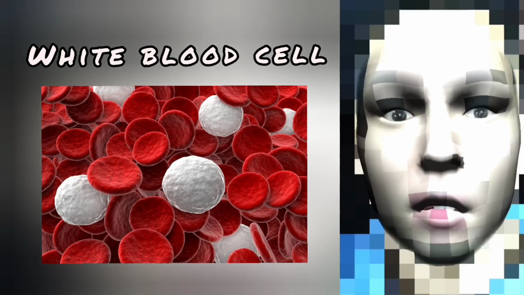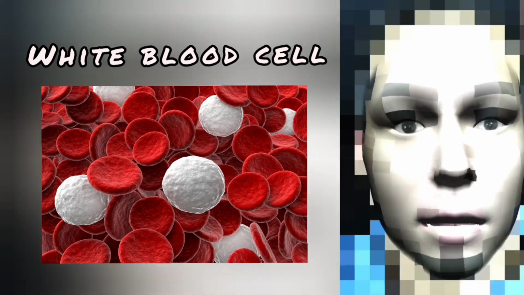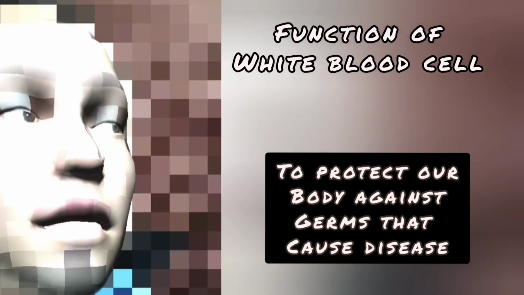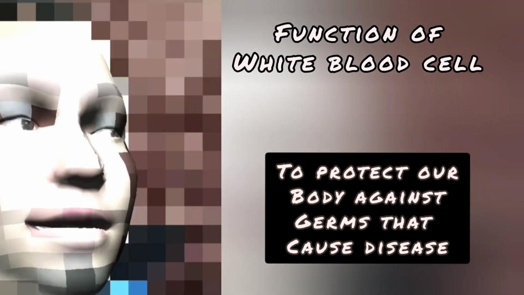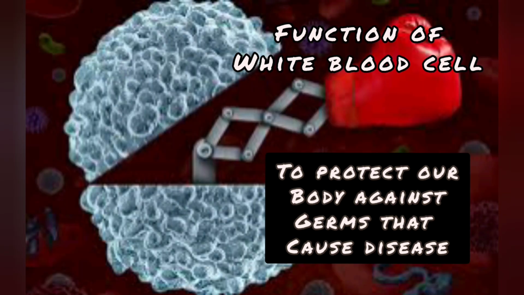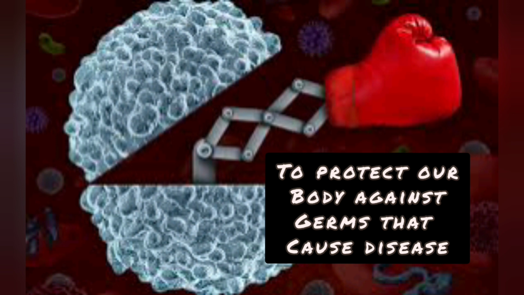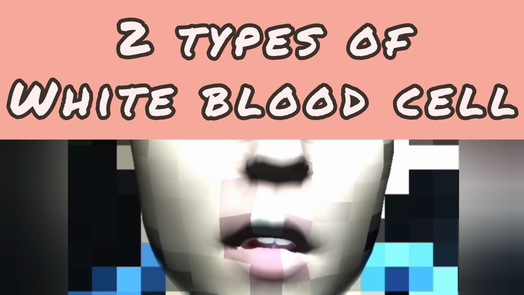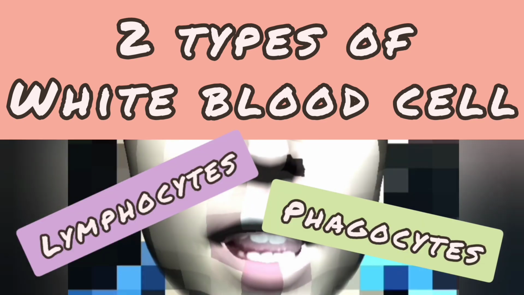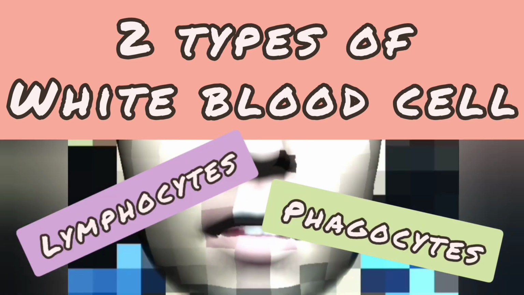Then what is the function of white blood cell? The function of white blood cell is to protect our body against germs that cause disease. There are many different types of white blood cell, but for now, you only need to learn 2: the lymphocyte and phagocyte.